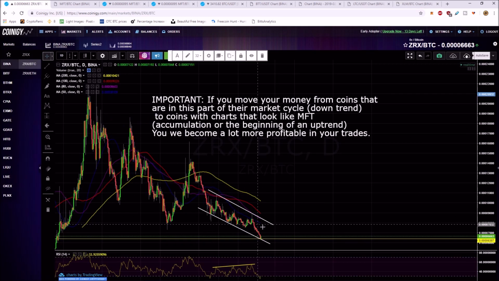ZRX, a downward sloping descending channel. If you're in a downtrend, move your money from these coins to something else that's bottomed out. You'll have a lot better chance of getting a pop out of it. I have a lot of people in the group, and I see it, you have to, again, not be so attached to these projects right now.